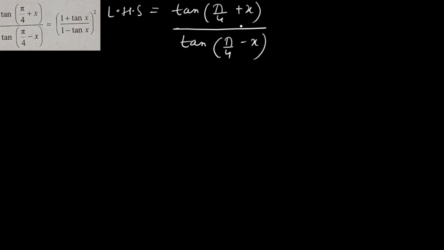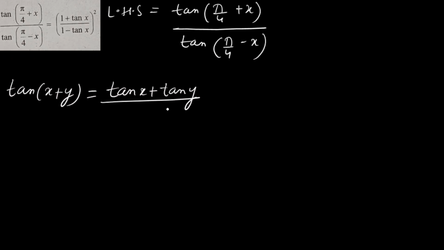If you see this expression, you can see this is of the form tan(x + y) and also x minus y. I gave you this identity in the previous video, I'll just write it here again. Tan(x + y) is a formula which you have to learn. It is (tan x + tan y) divided by (1 - tan x tan y). You have to remember, if the formula says x plus y, the numerator has plus and the denominator has minus.